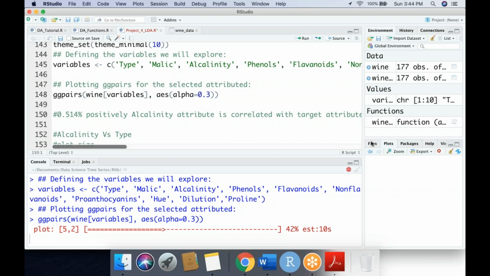This plot is heavy, it will take time. That's why I have stopped over here, because it's not a single plot. It is plotting multiple plots at the same time.